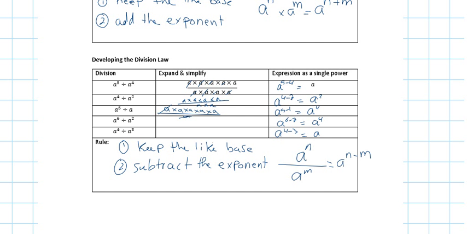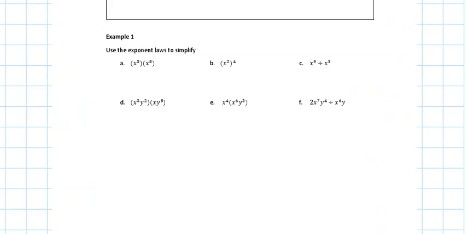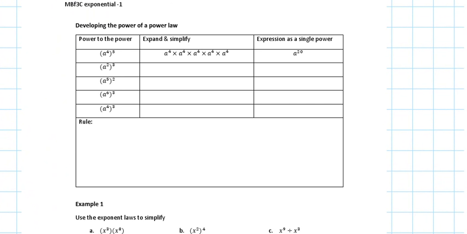All right, so we're going to move on to the next law, which is the power to the power. So if I have a to the power of 4 and then to the power of 5, that's the same thing as saying it's a to the power of 4 times a to the power of 4 times a to the power of 4 times a to the power of 4 times another a to the power of 4, right? So basically that base, which is a to the power of 4, is multiplied by itself 5 times. Are you guys okay with that?